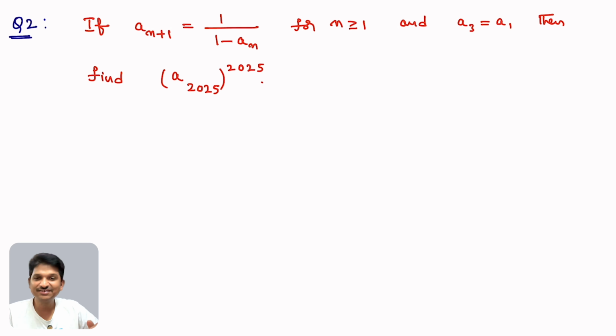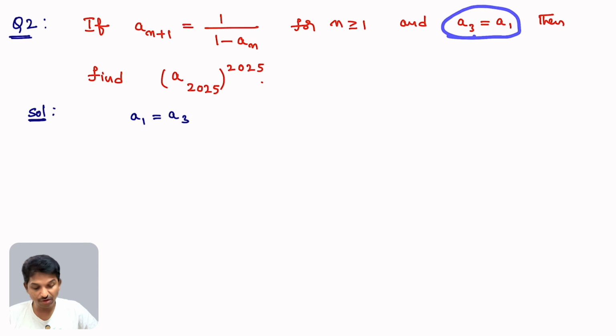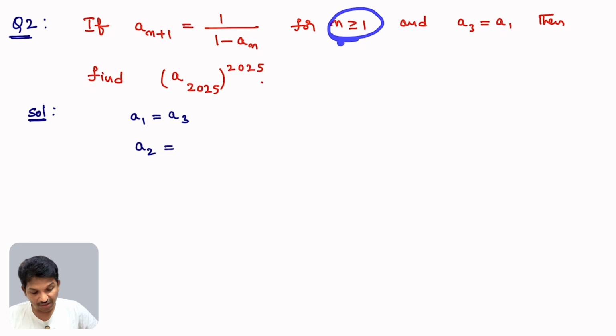So I'll start the solution. What is the solution for this problem? Okay. They have given it like this. They have given A1 equal to A3. Yes, they have given the first term equal to the third term. A1 equal to A3. A2 is what? You see here, when n is greater than or equal to 1, we can use this. Put n equal to 1 in this. What will you get? A2 equal to 1 divided by 1 minus A1.